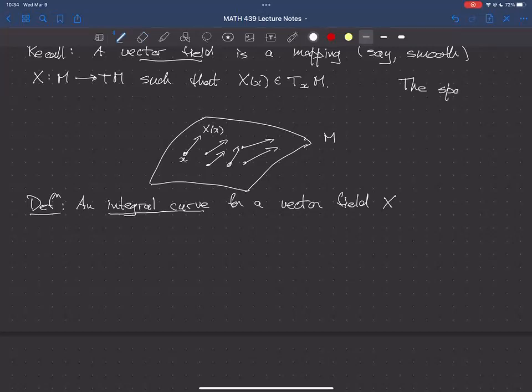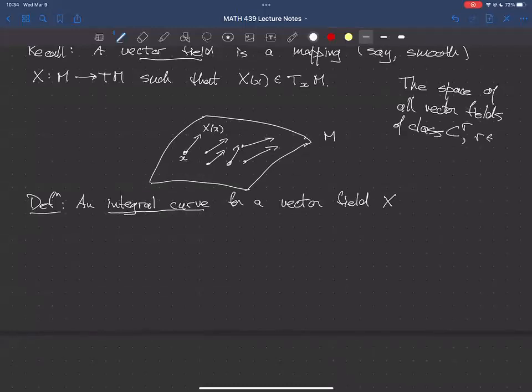The space of all vector fields of class C^r, so r times continuously differentiable vector fields, is denoted by the symbol capital gamma r of TM. Okay, so that's the notation we're going to use for the set of vector fields.